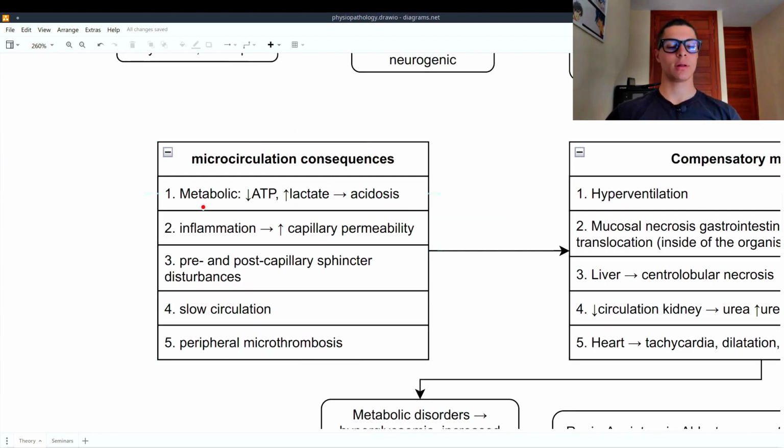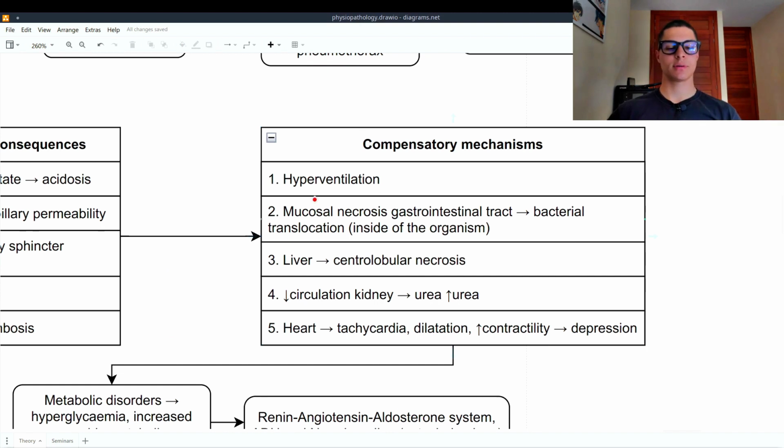Microcirculation consequences, well, metabolic. We have low ATP, a high amount of lactate, and therefore acidosis. Inflammation will increase the capillary permeability. Then we also have pre- and post-capillary sphincter disturbances, slow circulation of the blood in the body, and peripheral microthrombosis as well, because the blood gets stuck in the periphery of the body. Compensatory mechanisms: hyperventilation. Then there is a mucosal necrosis in the gastrointestinal tract, therefore there is a bacterial translocation. The bacteria of the gut can get inside the organism, which is something we do not want.